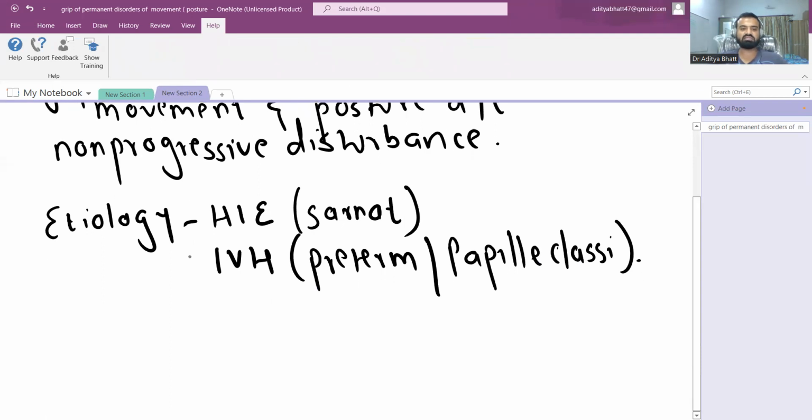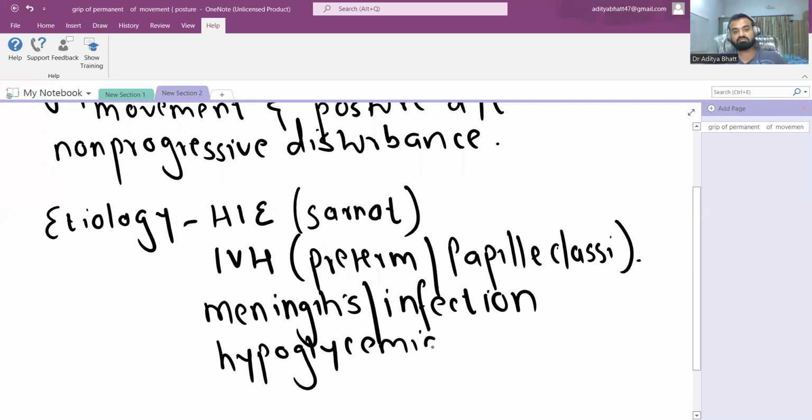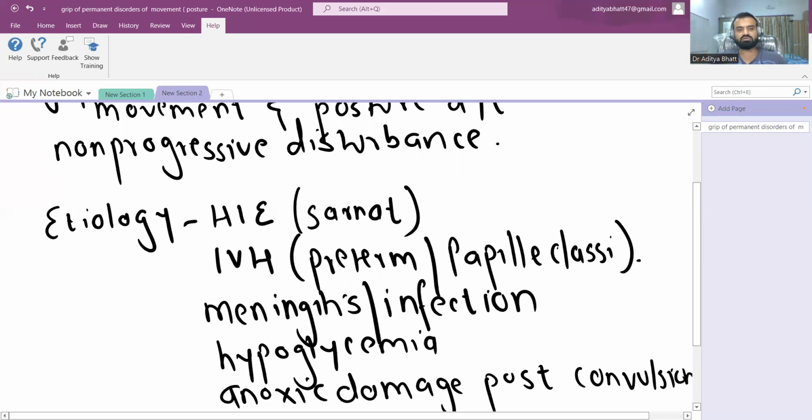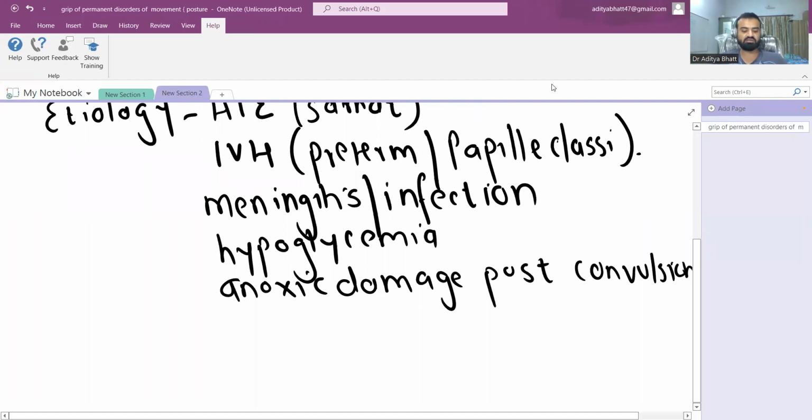The third cause might be meningitis or an infection that caused impairment of the blood flow. It might be hypoglycemia, or an anoxic episode, or anoxic damage post convulsion. So all these are causes of the perinatal cerebral palsy, or the cerebral palsy that occurs in the later period.